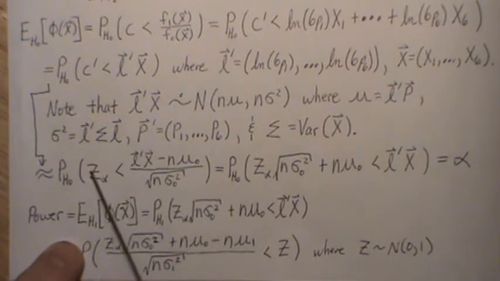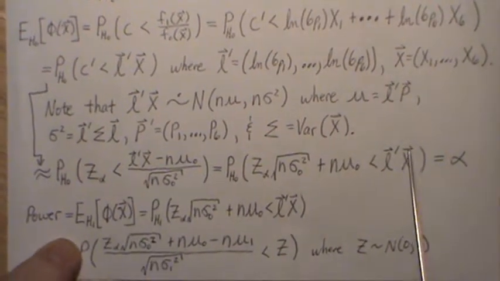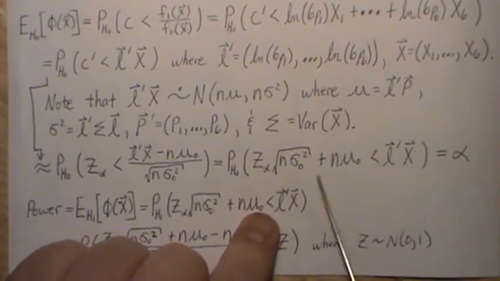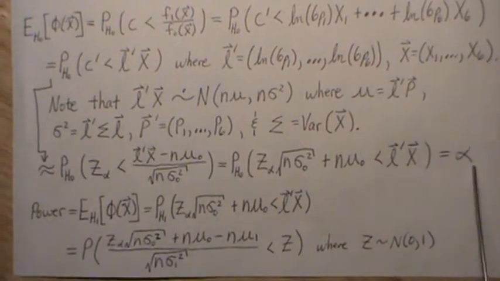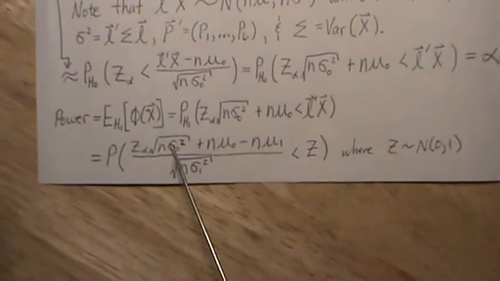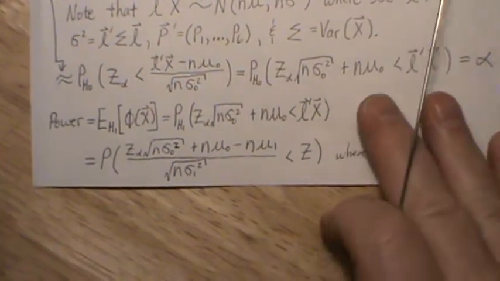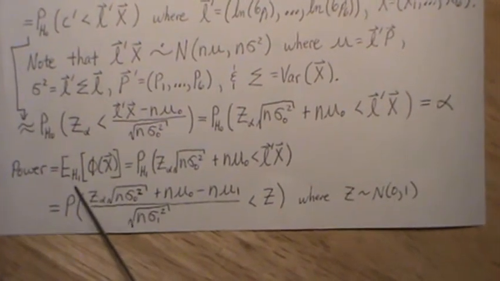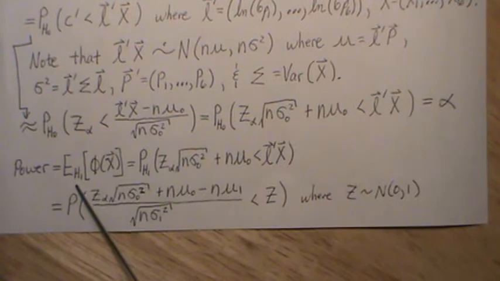Then of course we can multiply that and add this over, and we get this. So the probability that this linear combination is greater than this cutoff is alpha. And that's how we create this alpha level test. So to look at the power, it's the expected value of phi, but assuming the alternative is true.